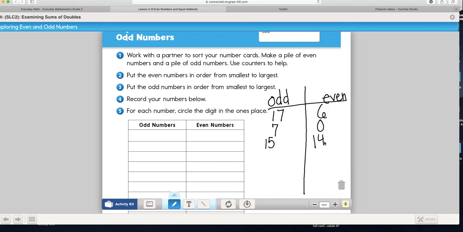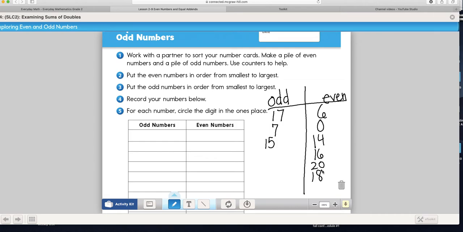16. Is 16 an even number or an odd number? Zena, what do you think? Yeah. Even. I'll put it over here on the even side. 20. Woo, that's a big one. Is 20 going to be an even number or an odd number? What do you think, Jake? Even. Very good. Put it over here on my even side. 18. Is 18 going to be an even number or an odd number? What do you think, Derek? Even. Very good. I'll put it over here on my even side.